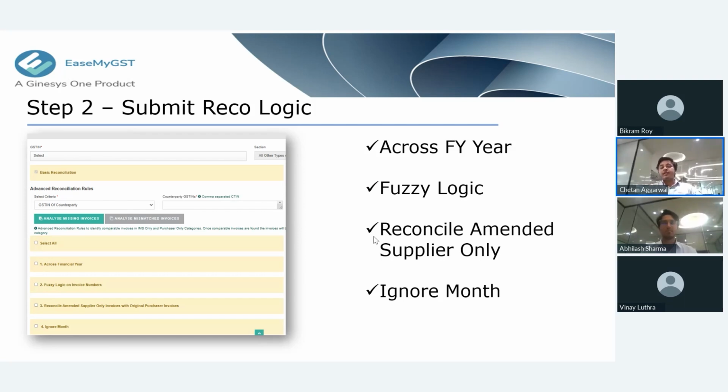As the name indicates, if we take this logic in our IMS reconciliation, then it will ignore the month of the invoice, and if the taxable values, counterparty GST, place of supply, all these details are matched, then it will put the invoice into the match category. So these are some reconciliation logics which we have to apply after the bulk IMS download from the EMG portal. Now moving to the next slide.